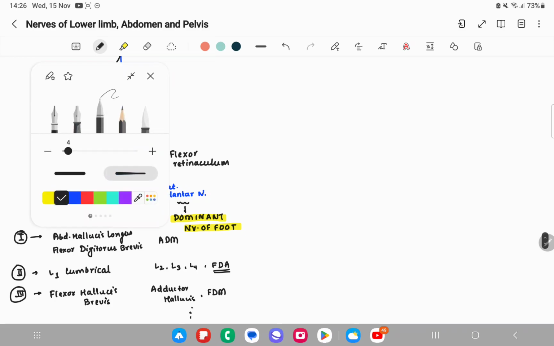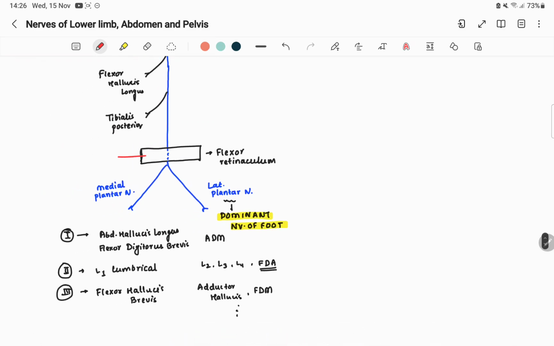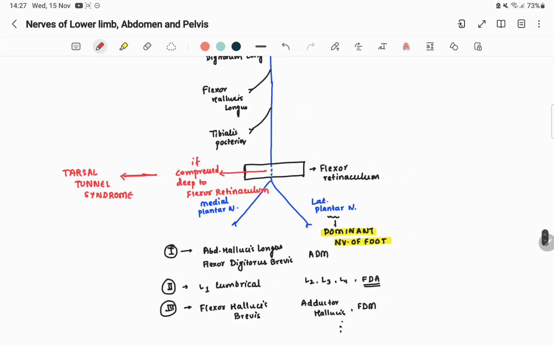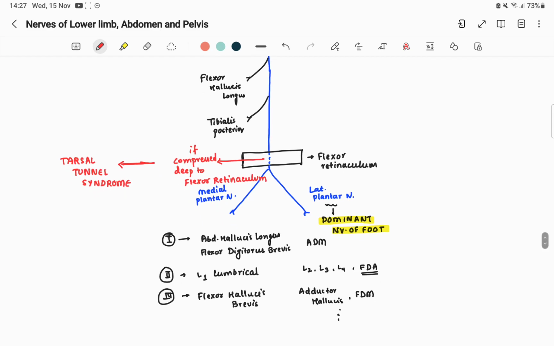Just to note clinically, if the tibial nerve is compressed deep to the flexor retinaculum, then it will cause tarsal tunnel syndrome, which is analogous to carpal tunnel syndrome in the hand, where the median nerve is compressed deep to the flexor retinaculum.